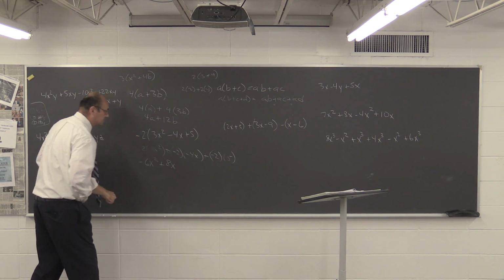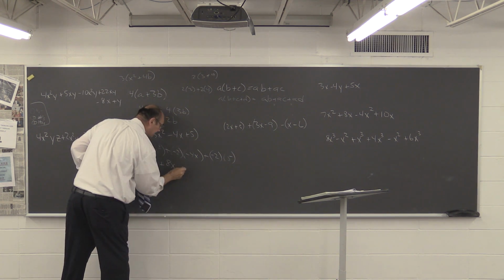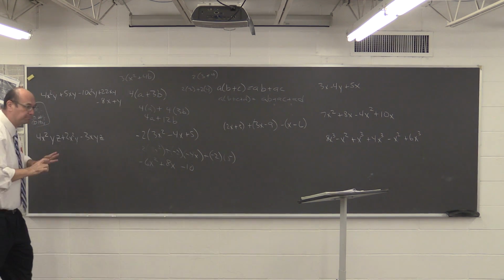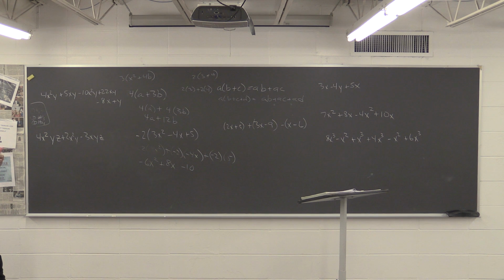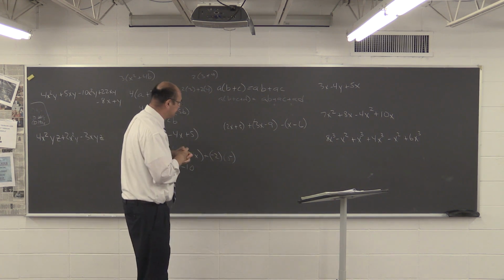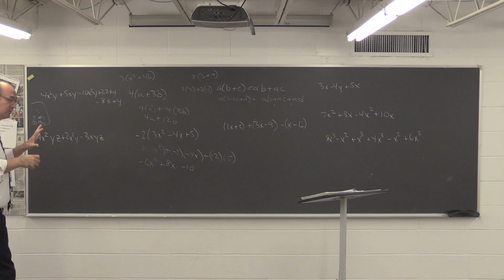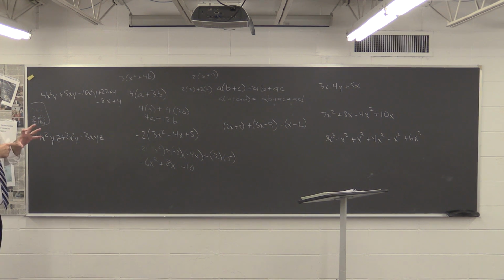Positive. 2 times 4? 8. 8x. Negative times positive? Negative. Negative 10. Here's the answer. Perfect. Beautiful. I love it. Excellent. Okay, now that's the distributive property. You good? Now we're going to switch gears.